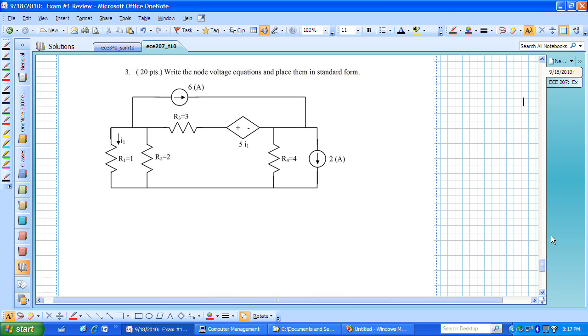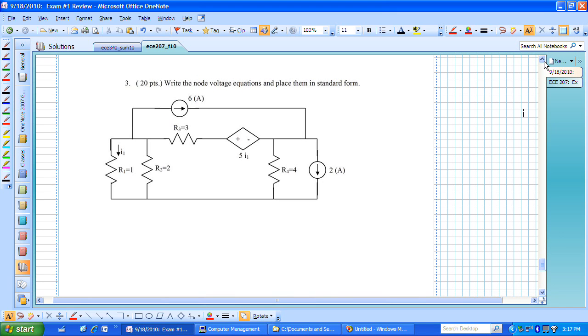Let's look at problem 3 from exam number 1, summer of 2007, and try to analyze it. This problem wants us to write the node voltage equations for the given circuit and place those in standard form. For node voltage equations, what we need to do is start identifying nodes.